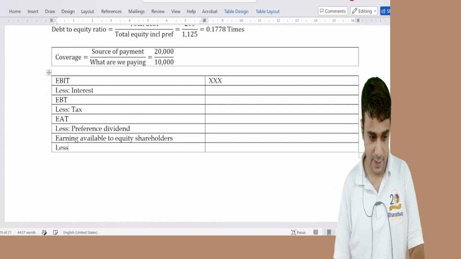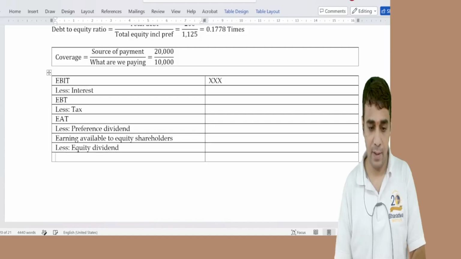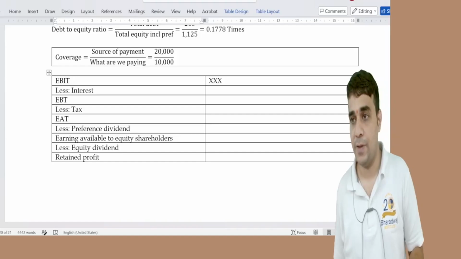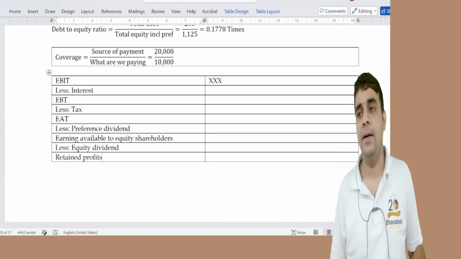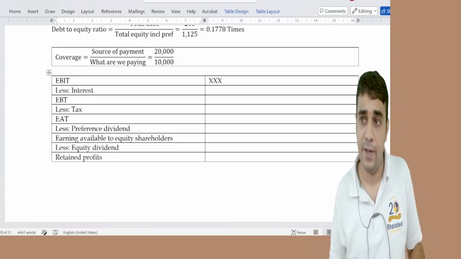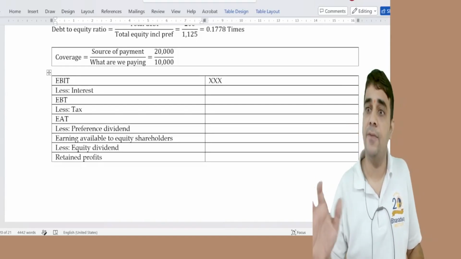Then less equity dividend, retained profits. I earned something. First, I have to pay preference dividend. Then I have to pay equity dividend. Then I can have some retention.